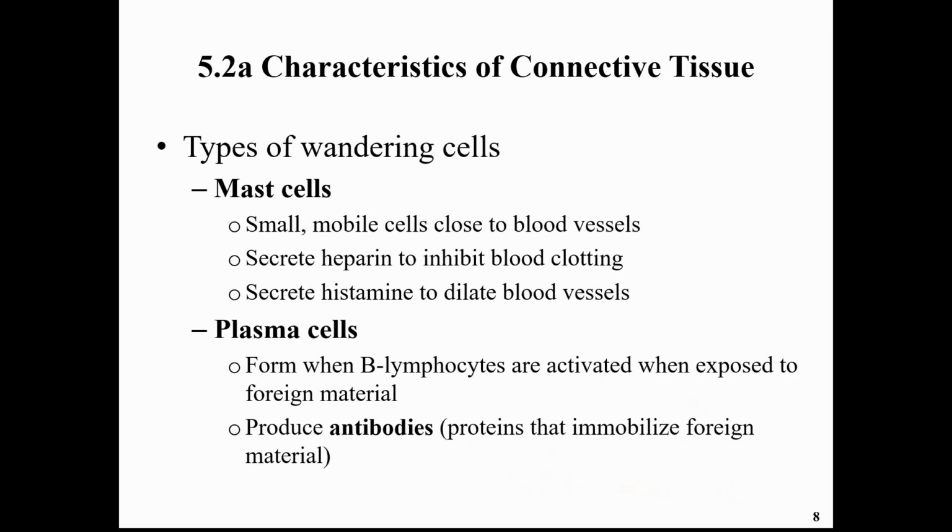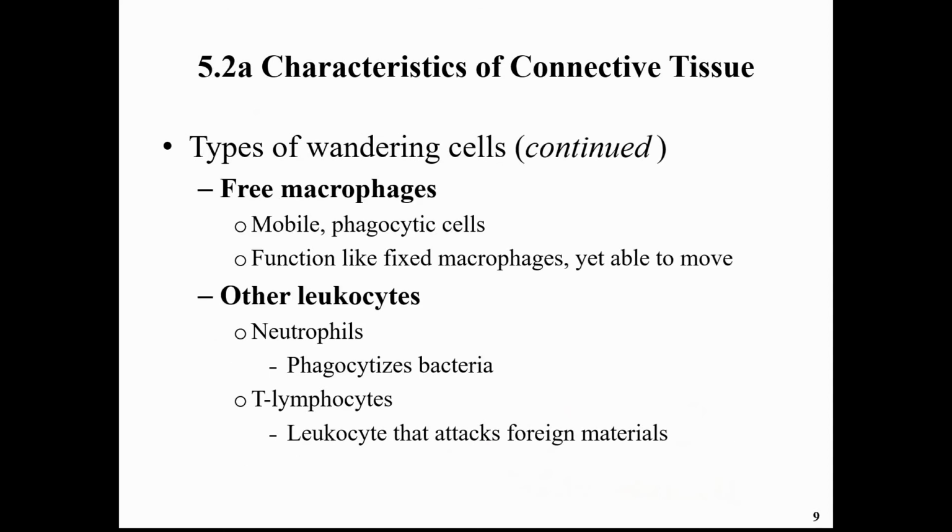Other types of wandering cells might be mast cells, which are small mobile cells that contain chemicals important in inflammation, and plasma cells, which are super important in the immune system because they produce antibodies. There are free macrophages, which wander around eating different bits of bacteria or infected cells, and other types of leukocytes.